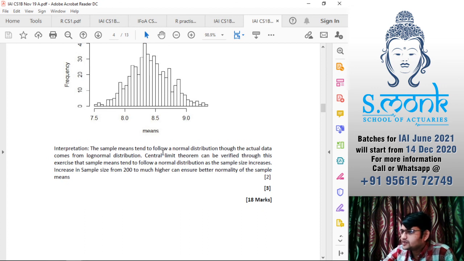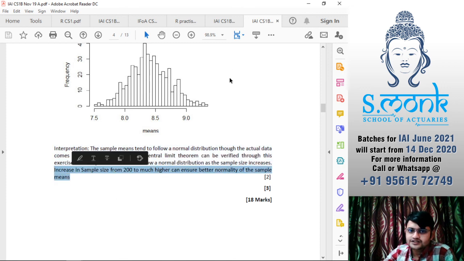Interpretation: the sample mean tends to follow a normal distribution though the actual data comes from a log normal distribution. The central limit theorem can be verified through this exercise: the sample mean tends to follow the normal distribution as the sample size increases. Increasing the sample size from 200 to much higher can ensure better normality of the sample mean.